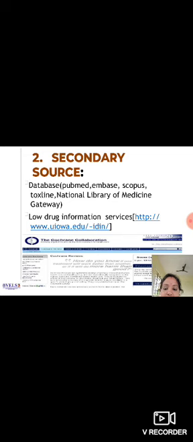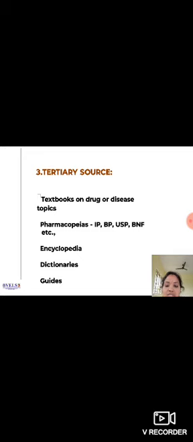Primary sources are original information: scientific journals, theses, and proceedings of conferences. Secondary sources are databases like PubMed, Embase, Scopus, and the National Library of Medicine. Then drug information services, which have separate websites for getting the data. Tertiary sources are textbooks on drug or disease topics, pharmacopoeias like IP, USP, and BNF, and also encyclopedias, dictionaries, and guides.